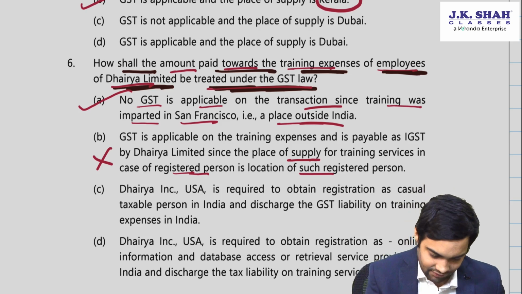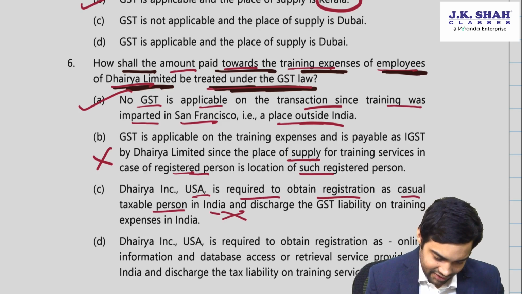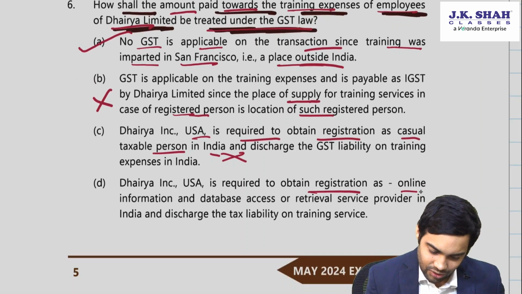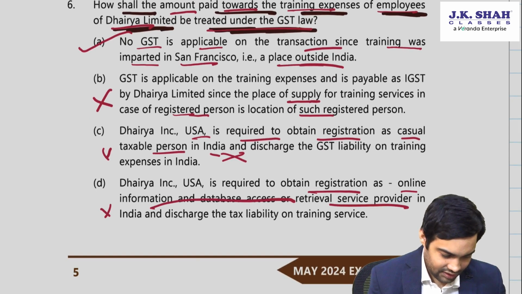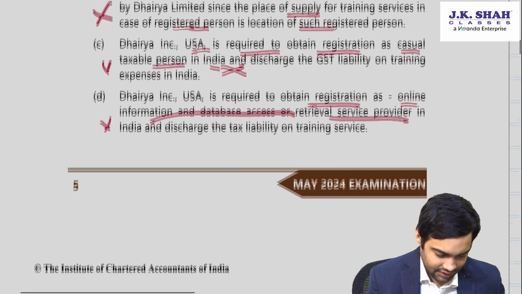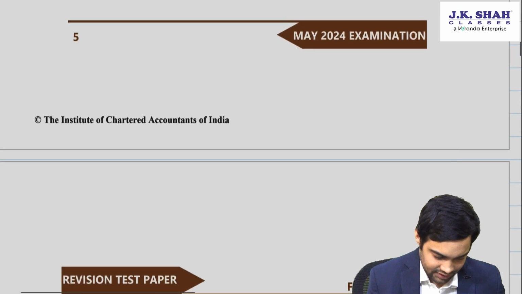Okay, then let's see further. Dhairya Inc. USA is required to obtain registration as a CTP in India. No way. Is required to obtain registration as OIDAR service provider. No. So the answer will be A. So this was our first case study based question.